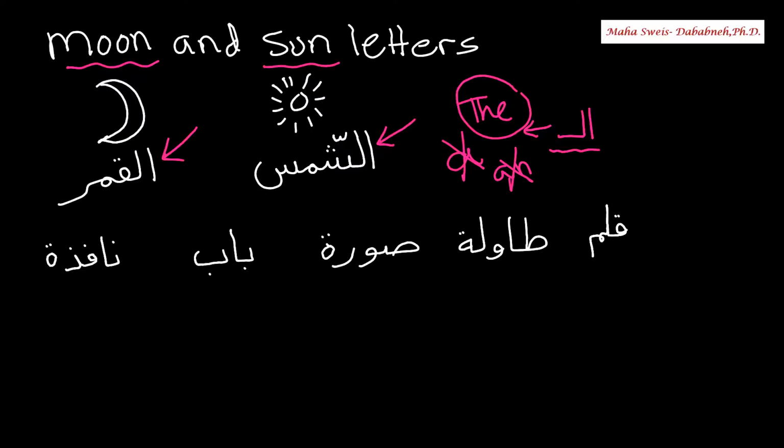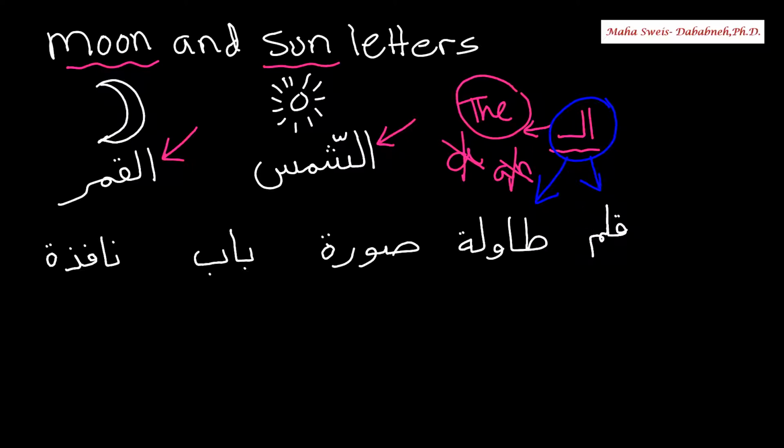So again, in the last video I said alif lam. When you prefix alif lam to any noun, you make it definitive. Definitive means "the", not "a". Let's start with moon and sun letters.